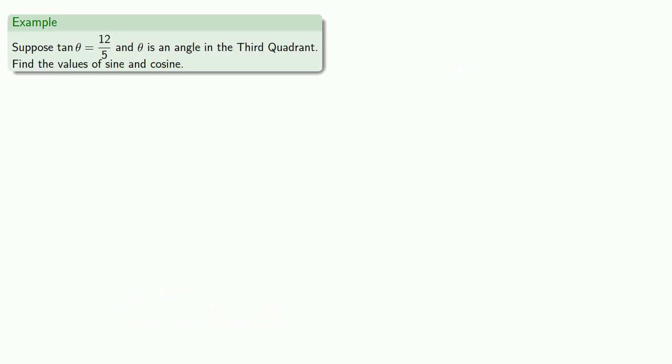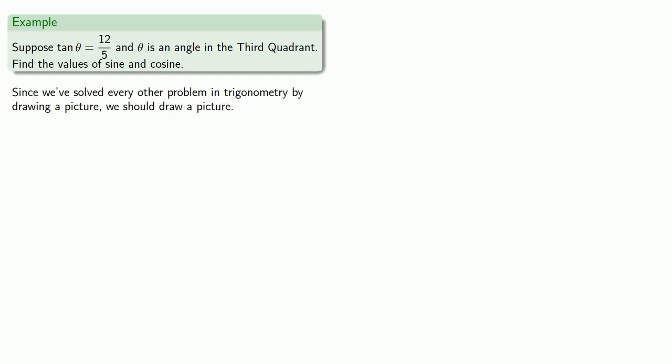So suppose tangent theta equals 12 over 5 and theta is an angle in the third quadrant. Find the values of sine and cosine. Since we've solved every other problem in trigonometry by drawing a picture, we should draw a picture. But you know what? It's boring always getting the answer. So why should we do something that works every time? Let's not draw a picture.